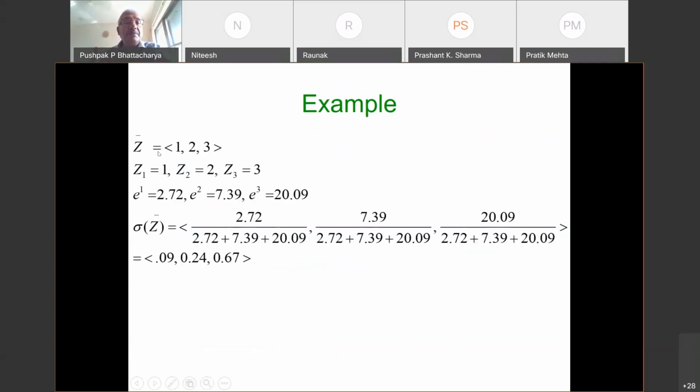So to take an example, if z bar is 1, 2, and 3, then z1 is 1, z2 is 2, z3 is 3. e to the power 1 is 2.72, e square is 7.39, e cube is 20.09. So the components of the softmax vector applied on z bar are 0.09, 0.24, 0.67, after we divide e to the power 1, e square, and e cube by the normalizing quantity. So softmax converts a vector into a vector of probability values.